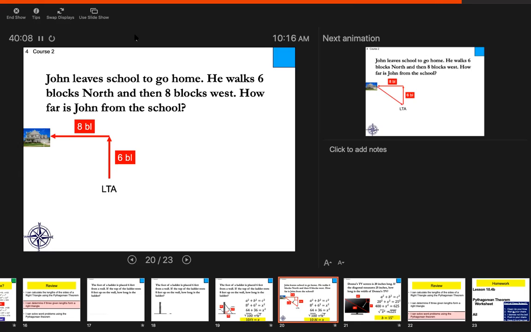The question says, how far are you away from school? Guess what? It's not 14. 14 would be the long way because you aren't allowed to cut through Angry Dog House, right? But if you could, that would be the shortest distance. Hey, you just made a right triangle, okay? You just made a right triangle.